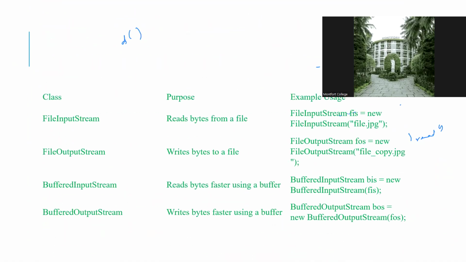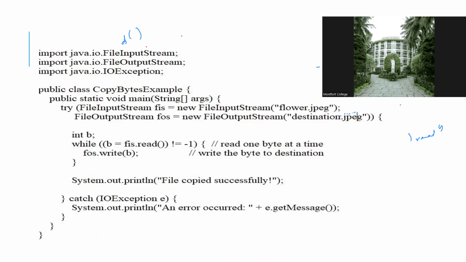See, reading and writing bytes, directly I'll go to the program. So here we have to use file input stream and file output stream. Bytes, see, bytes means what? At a time it will take one byte or 8 bits. 8 bits are equal to 1 byte. So I have one image. So here we have flower.jpg and destination.jpg. One flower I'm planning to copy from one place to another place.